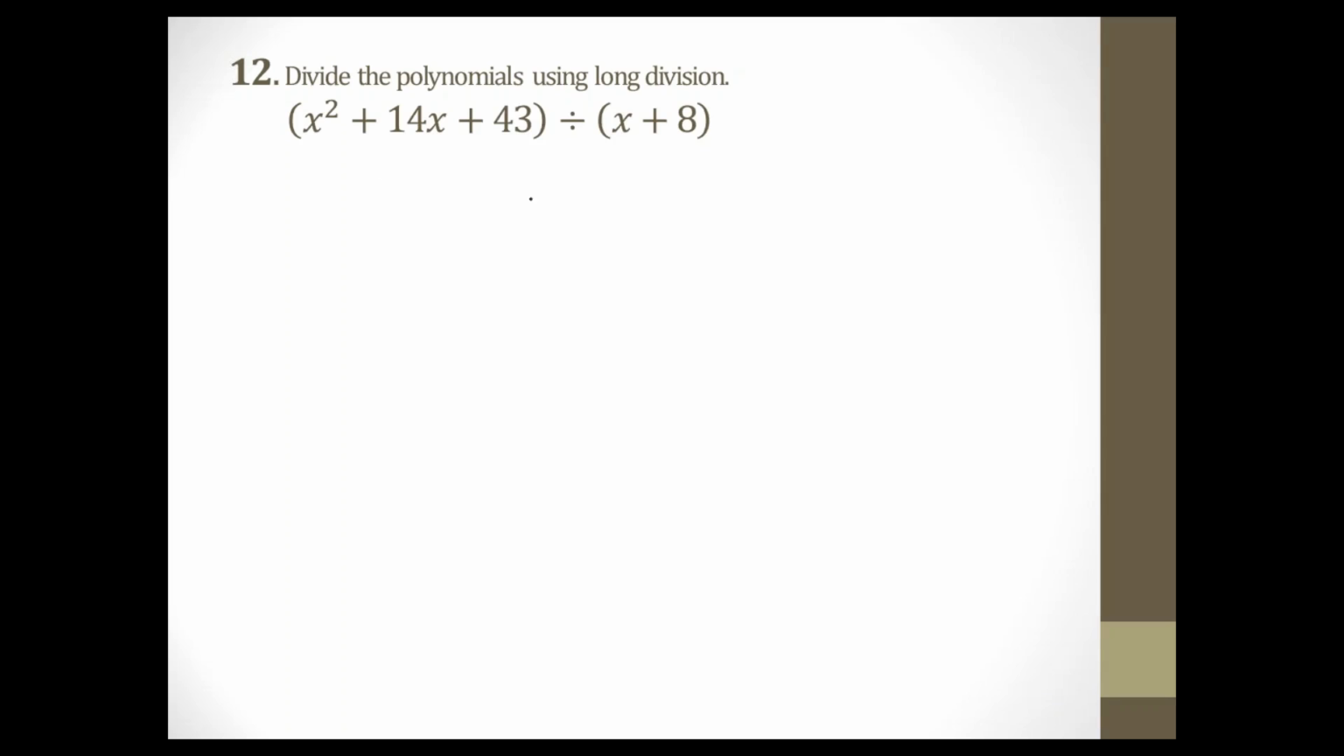So when we're using long division, first of all, we want to set up our problem, and we are taking the second part and starting with it. So x plus 8 division bar, and then the first one, so x squared plus 14x plus 43. And we want to make sure that all terms are present and in descending order. So here it basically starts with the x, and then it goes to the constant, so we're good here.